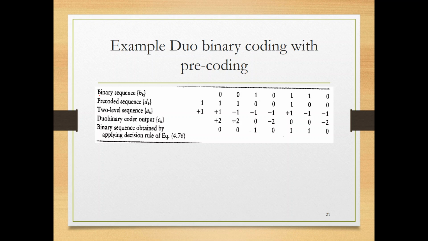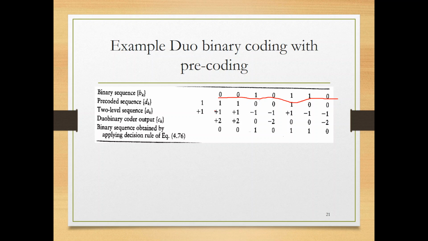So let's give an example. In the exam, you might get something similar to this. I just give you the binary sequence. The binary sequence, any data bit stream, of course, I can give, not necessarily this, so that you don't memorize. You understand? Let's say the sequence is 0, 0, 1, 0, 1, 1, 0. And I tell you, encode this sequence using dual binary coding with precoding to avoid error propagation.